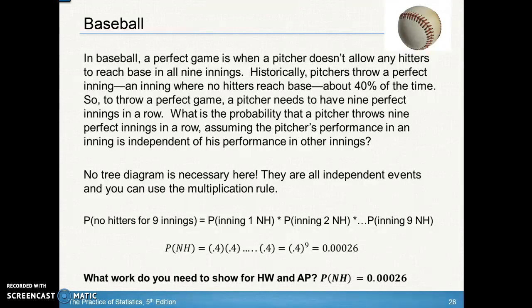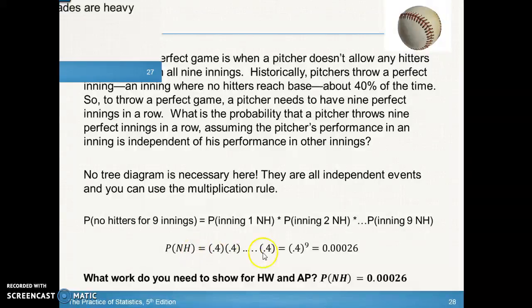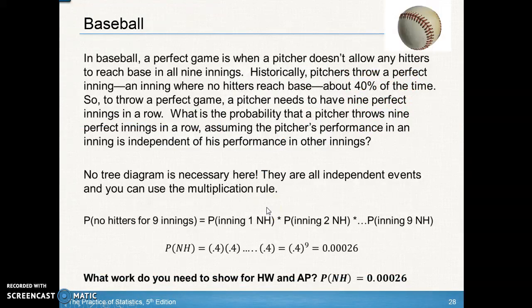Okay, so when you're reading this question, the question is asking, what is the probability that a pitcher throws 9 perfect innings in a row, assuming the pitcher's performance in an inning is independent of his performance in other innings? Why didn't we need to draw a tree diagram? Well, the reason here is because they're all independent events, and there's no condition being imposed on it. It's just basically saying, what's the probability that if we have 9 innings in a row that we get no hitters? Each of those events are independent, so we can use our multiplication rule to get that answer.